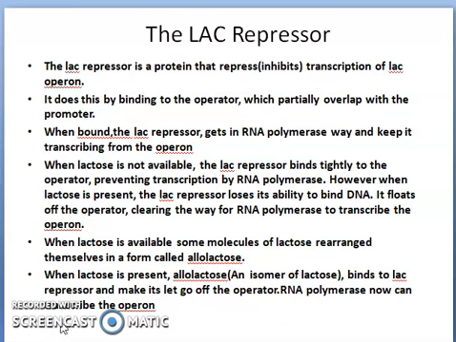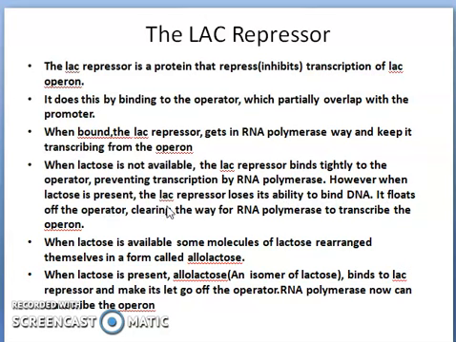Now in another point it has been written that when lactose is not available, the lac repressor binds tightly to the operator, preventing transcription by RNA polymerase. If lactose is not present, the proteins do not need to be synthesized, otherwise they will be degraded. So that is the reason the lac repressor will go and bind to the operator region, by which further transcription will not take place.